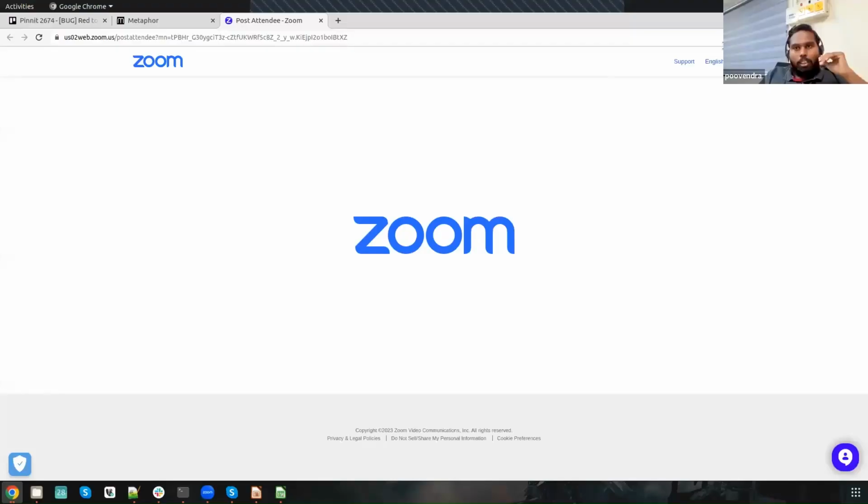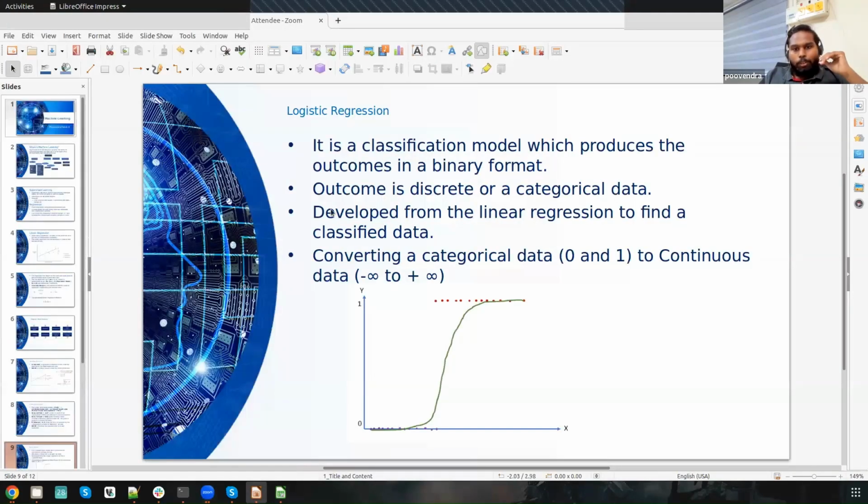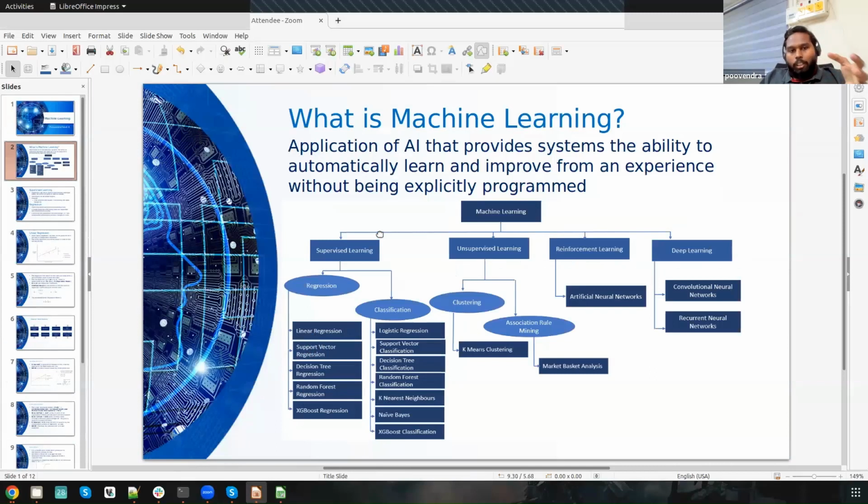I will share my screen before that. As I told you, we are in the phase of supervised learning. There are regression and classification. Today we'll talk about classification. Before that, I just want to tell you what the types of data are.